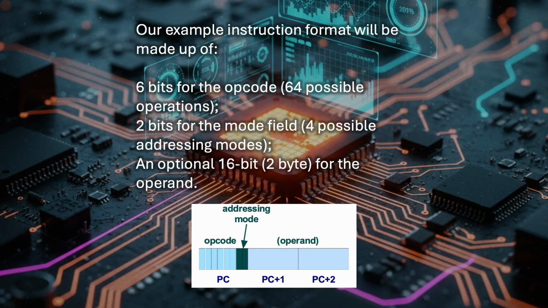Our example instruction format will be made up of 6 bits for the opcode, giving 64 possible operations, 2 bits for the mode field, giving 4 possible addressing modes, and an optional 16-bit, 2-byte, operand. Note that the opcode and the mode field make up 8 bits, and can be conveniently stored in 1 byte, that is one memory location.